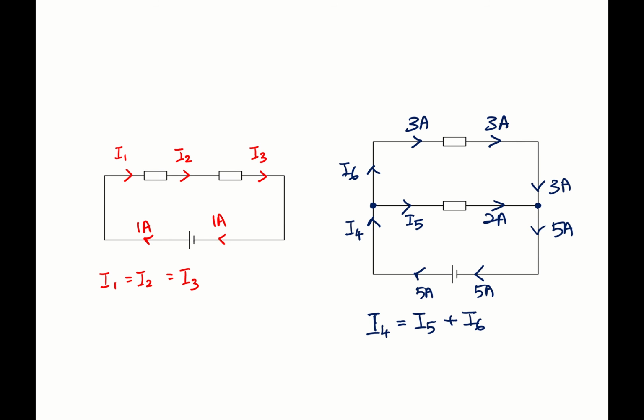So note the difference here. When the two resistors are connected in series, the current equals each other. But when the current flows in a parallel connection, once they reach the junction, the current will split and they'll recombine in another junction and represent as I4 equals I5 plus I6.